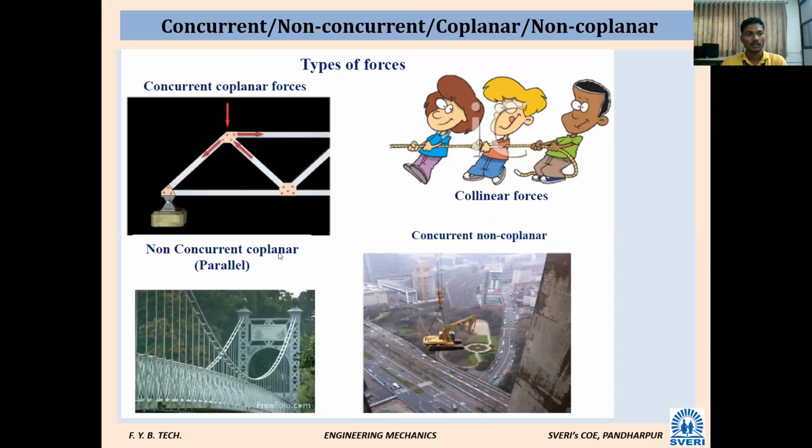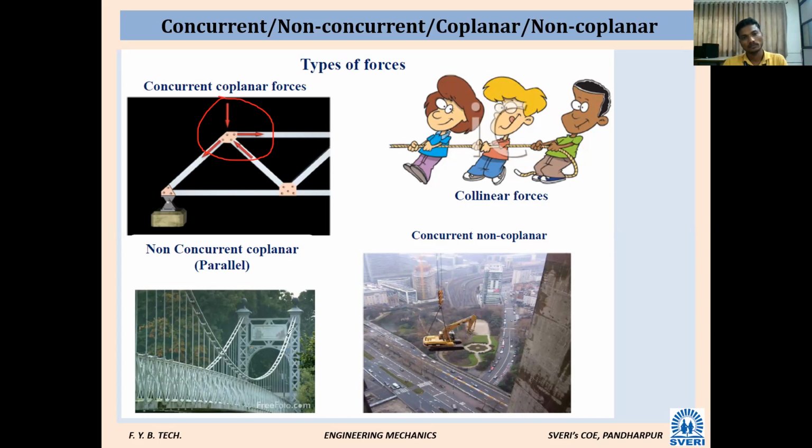Further, a few types of forces are shown here. Concurrent and non-concurrent forces we have already discussed. Concurrent force means what? Here you can see, this also we have discussed, so it is not necessary to draw the diagram. How many forces are there which you are observing? Four.